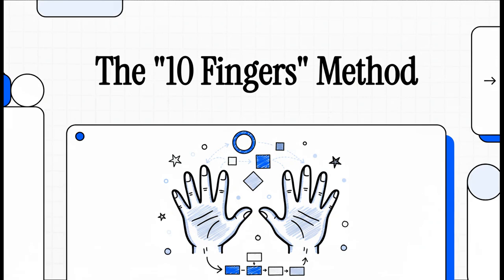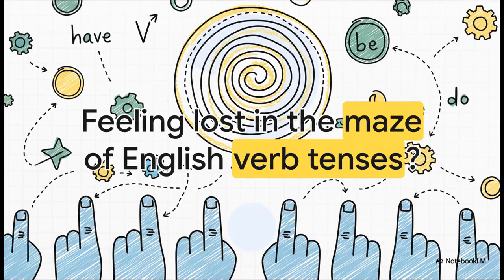What if I told you that you could master English verb tenses without memorizing dozens and dozens of disconnected rules? Well, that's exactly the promise behind the 10 fingers method from Professor Joseph's Simple and Efficient English. Today, we're going to break down this incredibly logical system and see how it can totally transform the way you learn English.